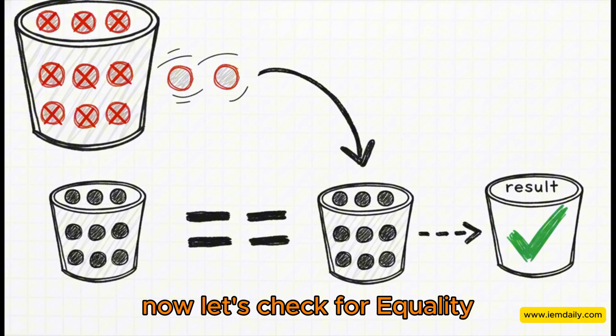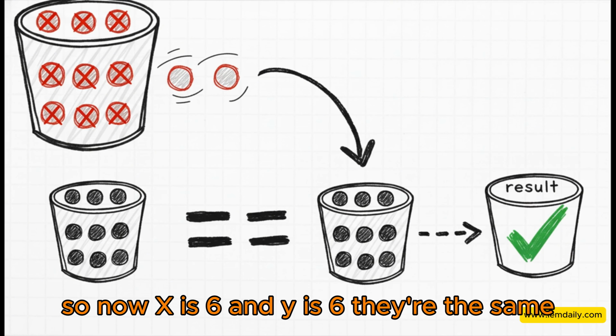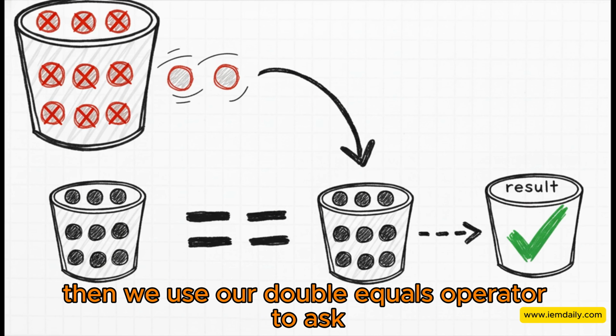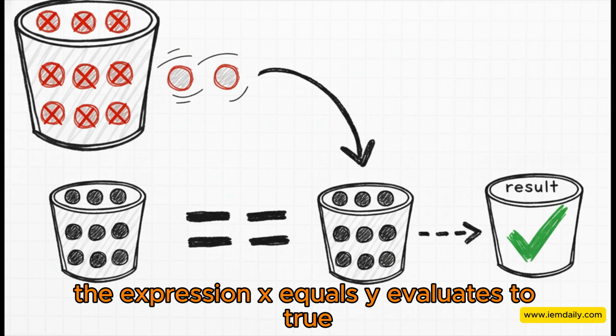Now let's check for equality. First, let's change things up a bit and set y to 6. So now x is 6 and y is 6. They're the same. Then we use our double equals operator to ask, is x equal to y? Since they both hold the value 6, the expression x equals equals y evaluates to true.